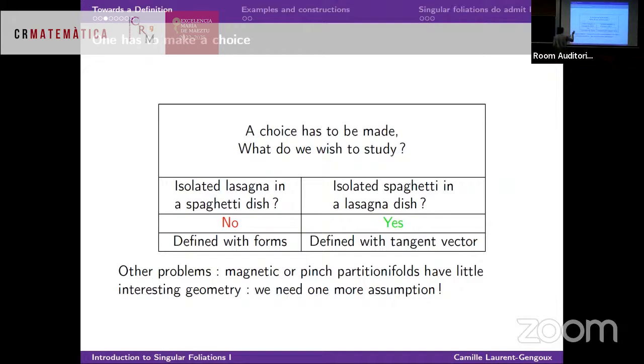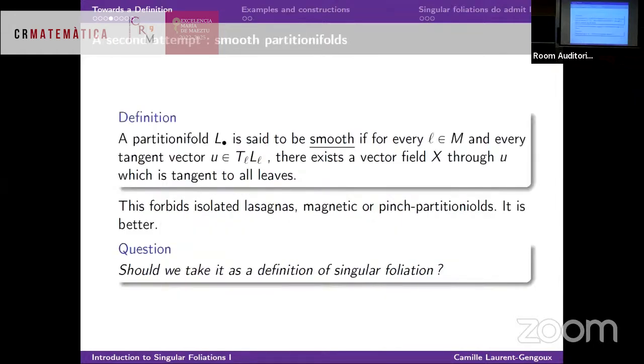And what the additional condition one has to put on partition manifolds, to allow an isolated spaghetti in a lasagna dish but not an isolated lasagna in a spaghetti dish, is a smooth partition manifold. So what is a smooth partition manifold? It's a partition manifold to start with, so that if I take a point on the manifold, and if I take a tangent vector at that point, there is a vector field through that tangent vector which is tangent to all leaves.